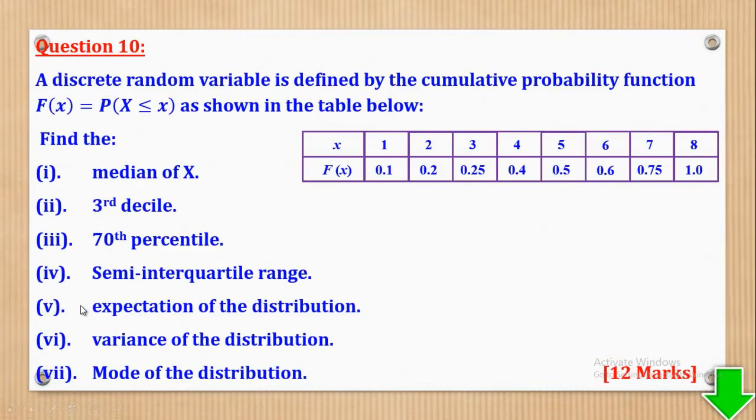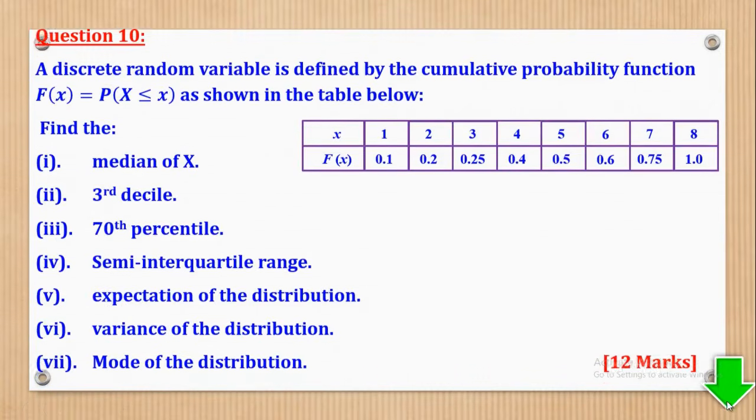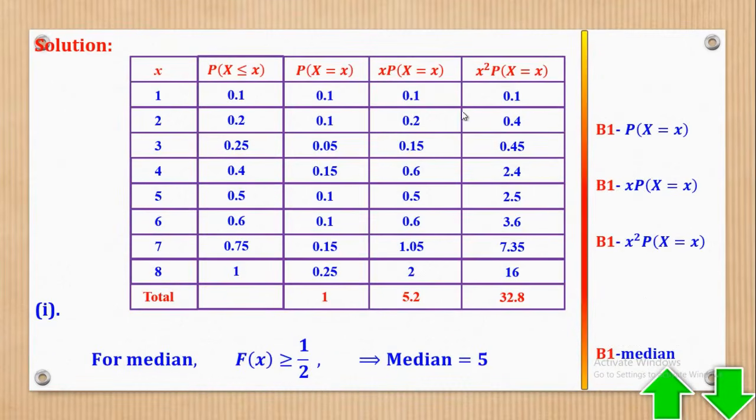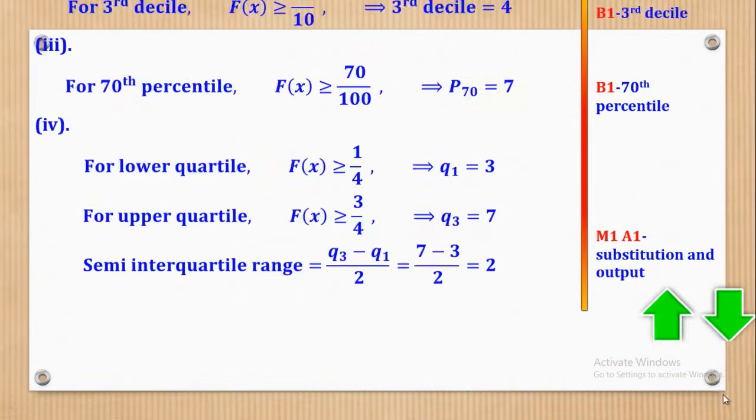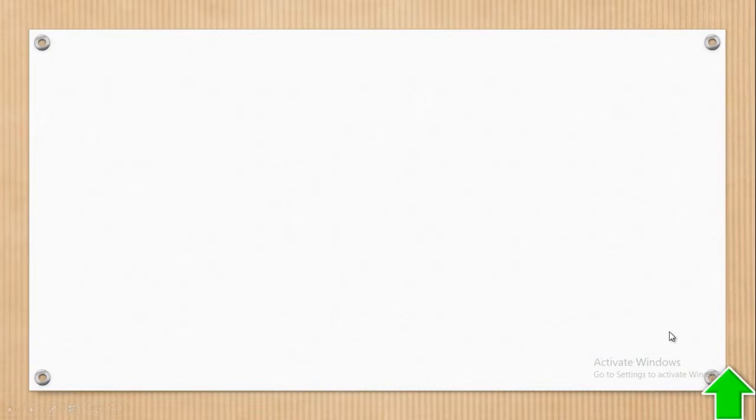So next was the expectation of the distribution. So expectation is the summation of x.P(x). So the summation of xP(x) is 5.2, and that is the value they want. So we shall just come here and state that the expectation is 5.2, which is there.